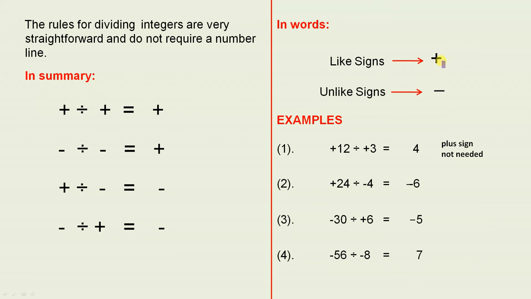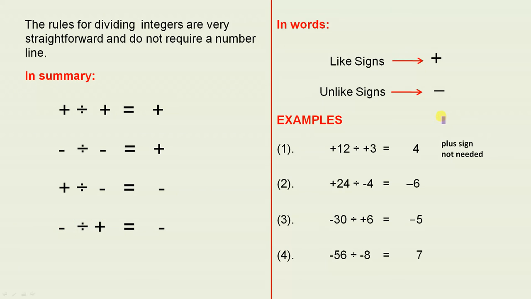That's what this says. When you have unlike signs, that is when the signs are different, the answer is negative. So you have a plus and a minus, they are unlike. You have a minus and a plus, unlike. In each case, the answer is negative.